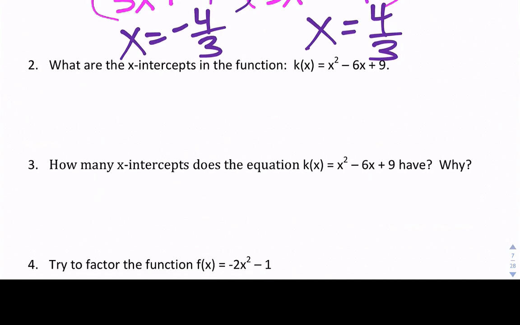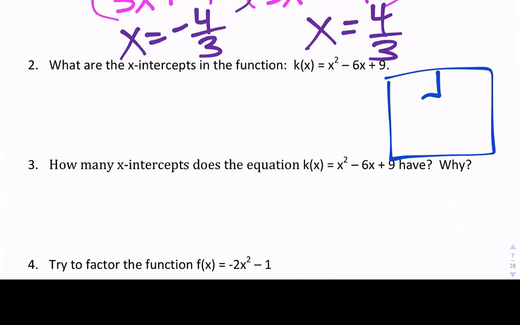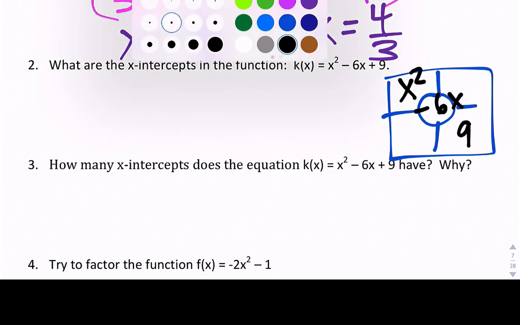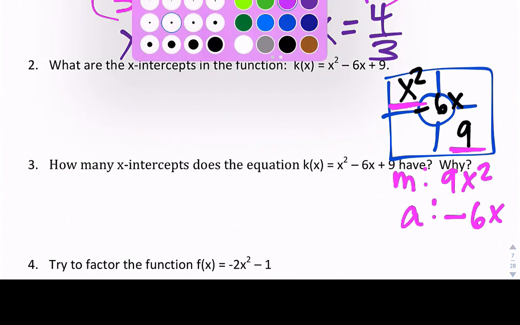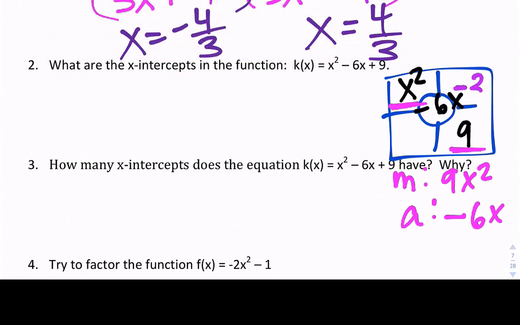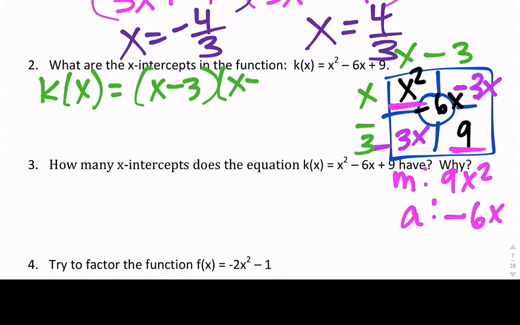Okay, let's try the next one. Let's factor x squared minus 6x plus 9. Again, if you want to factor, there's several ways to do it. I'll use a box and circle. We've got our x squared, our -6x, and our 9. So we want to know what multiplies to the first term and the last term, 9x squared, and adds to -6x. So it multiplies to 9 and adds to -6, which would be -3x and -3x. Let's get the outside of the box. We've got x and x, minus 3, minus 3. So k of x equals (x minus 3)(x minus 3).